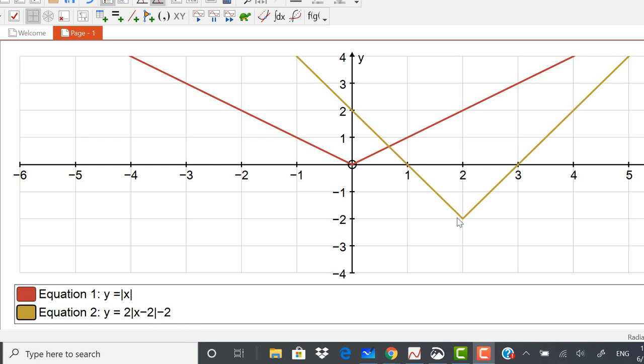Now, why is it down 2? It's down 2 because of this -2 on the end, which causes it to go up and down. If this were +2, my mustard would start up here at 2.